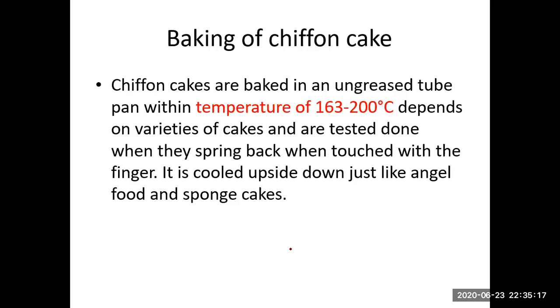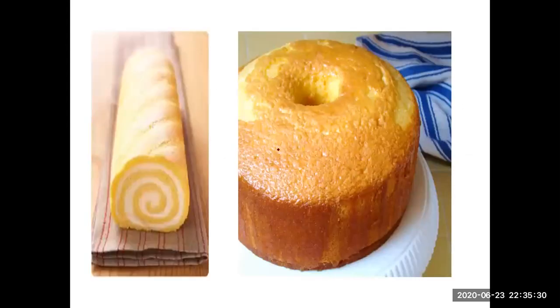So what will be the baking temperature of chiffon cake? It's actually a range of both shortened and unshortened cake, that is 163 to 200 degrees centigrade. So that was a figure of your chiffon cake.